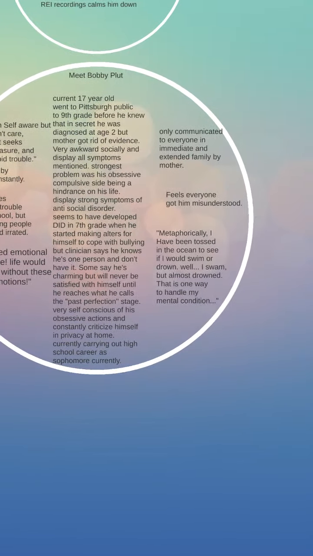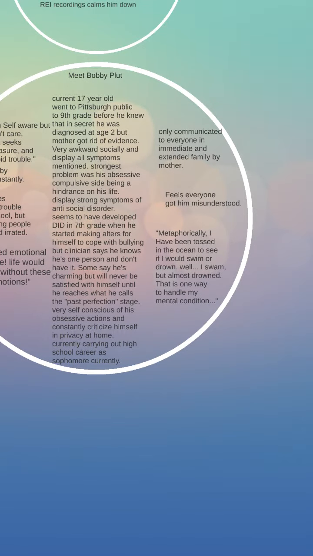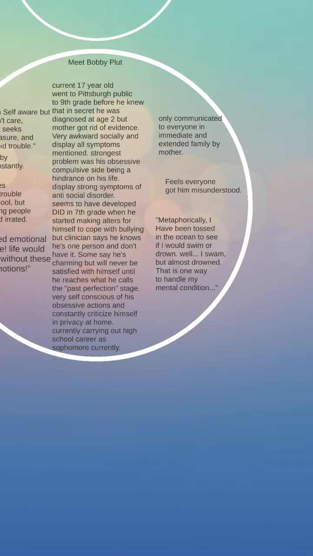He's complaining about how he cannot read people's emotions, but he's really losing. He only communicated to everyone in immediate and extended family and his mother, so everyone got him misunderstood.